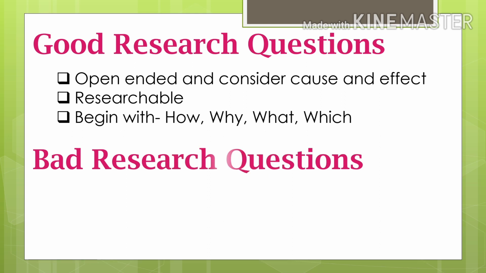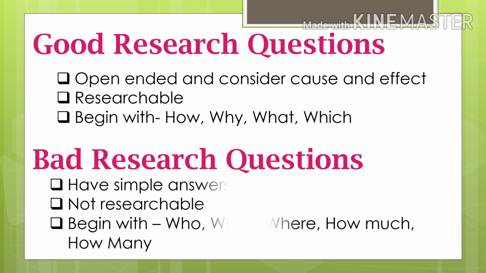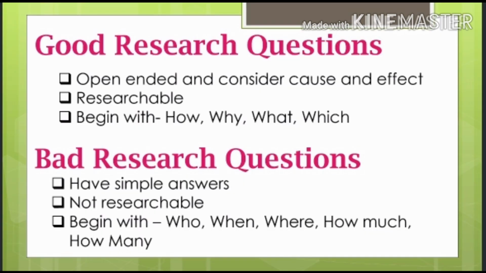And now, what are the indicators that your research questions are not good? Meaning to say, your research questions need revision. First, they have simple or easy answers. They can be answered with a single word, a number, or a list. Or they cannot be answered at all. There is no absolute answer or no available information to answer the question. And bad research questions can only be answered with an opinion. They often begin with who, when, where, how much, and how many.